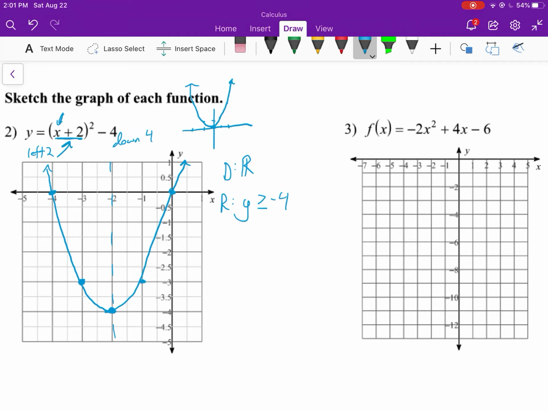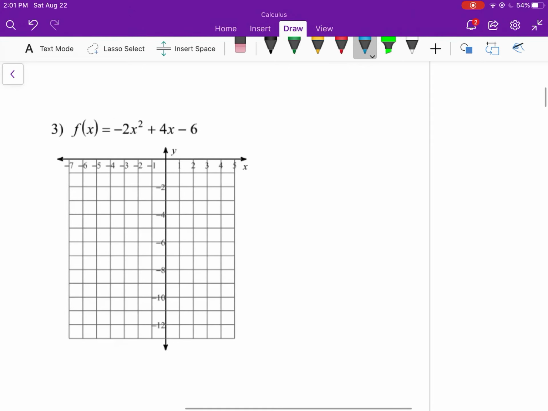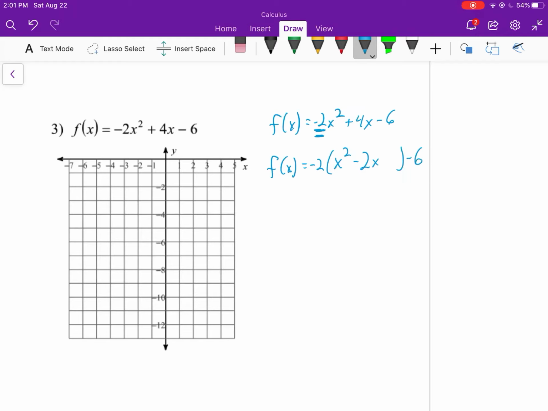This next one is not in vertex form, but we are going to put it in vertex form. So let's look at this. I'm actually going to rewrite it over here. f of x equals -2x squared plus 4x minus 6. And what we do is we factor out whatever this value is out of the terms that have an x in it. So we're going to factor -2 out of the first term, so that's left with x squared. And then factoring a -2 out of 4x gives us -2x. And this -6 just stays outside. We don't factor a -2 out of that.